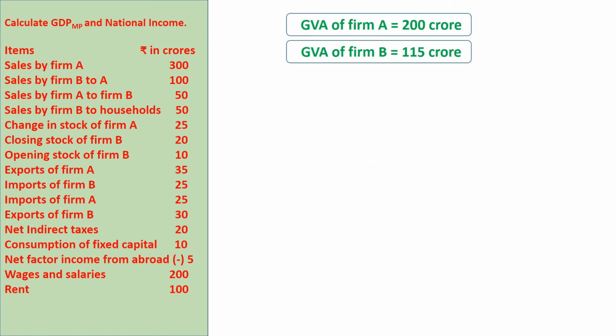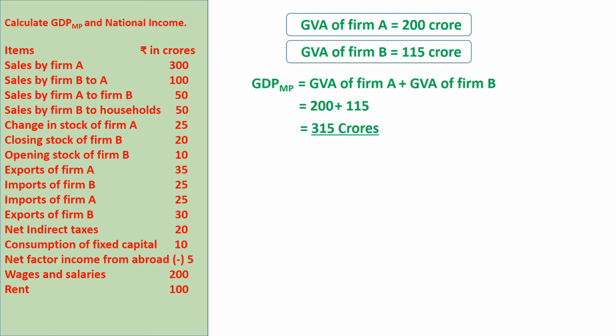Now we will calculate GDP at market price. GDP at market price is the sum total of GVA of all sectors of economy. GDP at market price is equal to GVA of firm A plus GVA of firm B, that is 200 crores plus 115 crores, equal to 315 crores.